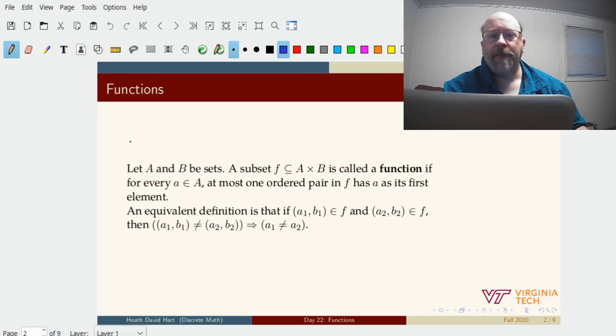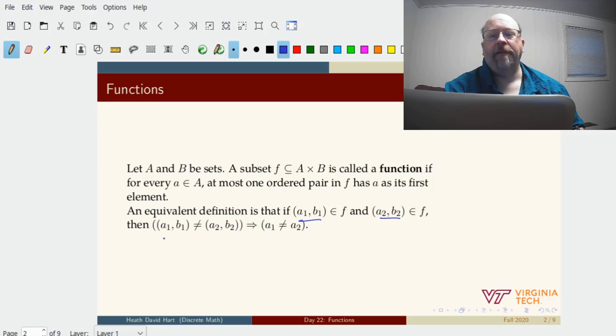So let A and B be two sets. A subset of the Cartesian product is called a function if for every element of A, there's at most one ordered pair in F that has that element as its first element. An equivalent definition is that if both of these are in F, then the ordered pairs being different implies that the first coordinates are different.